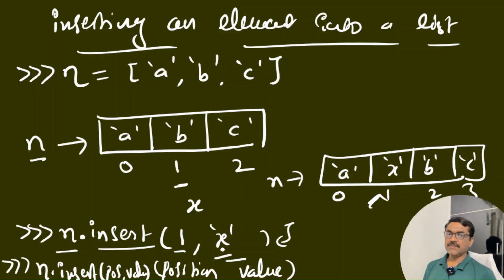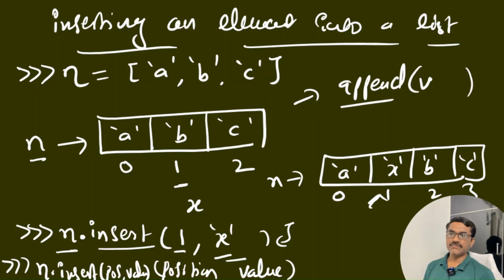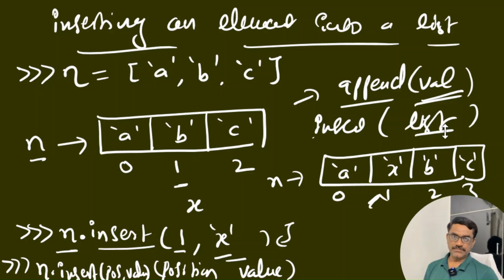See here, before insert, we used the method append, right? By using append, we inserted an ordinary value. By using append or insert, not only an ordinary value, you can also append or insert a list. That we will see. So here, in the insert, we just inserted an ordinary X value at position 1.